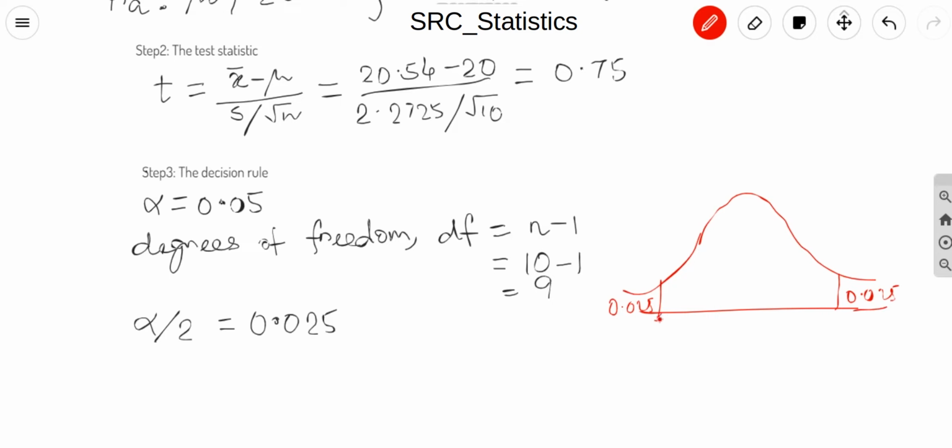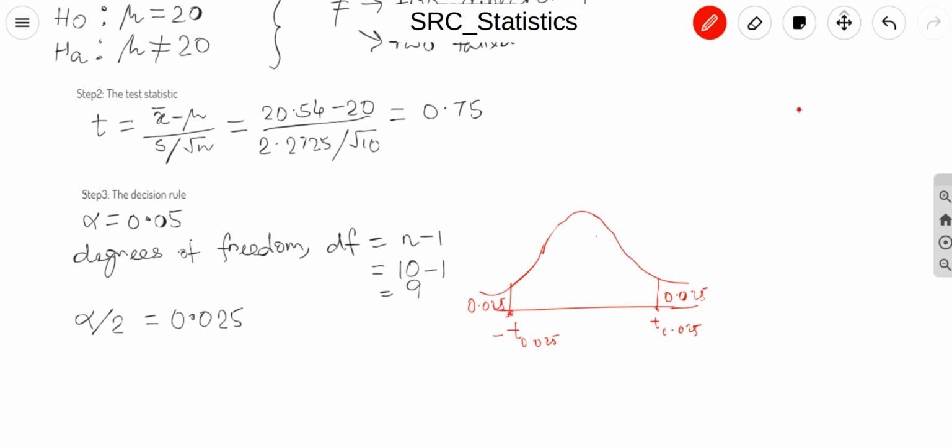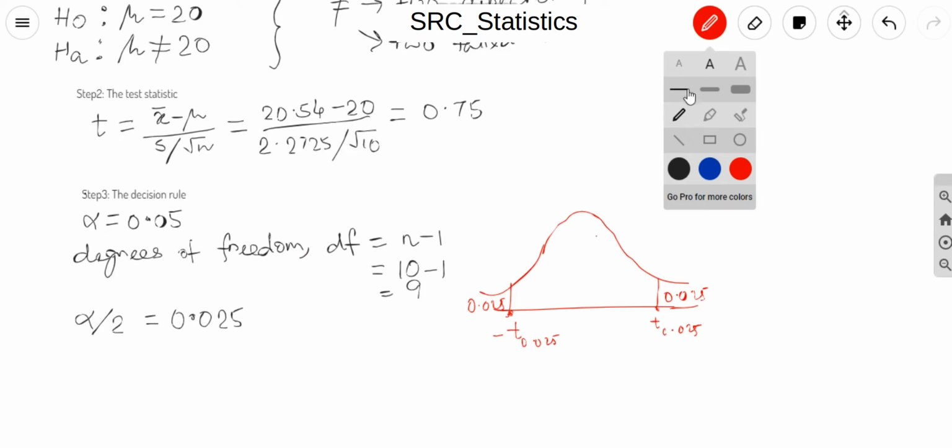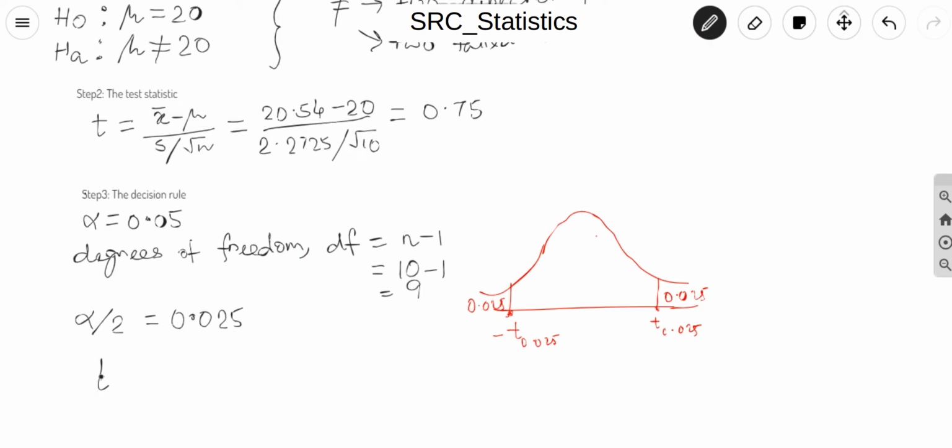Okay, and we have to find out the critical value of t, minus t 0.025 and plus t 0.025, that will be the critical values of t. So we find out the critical values of t from the t distribution table for alpha equal to 0.025 and degrees of freedom 9. Okay, how we find out these critical values of t, I shall show you in the later part of this video.